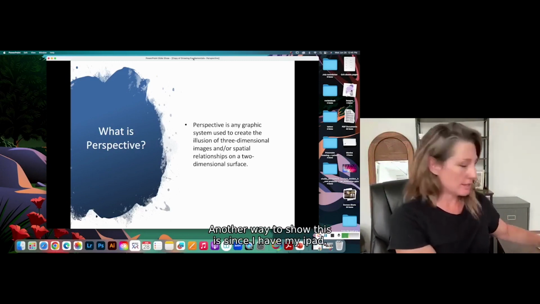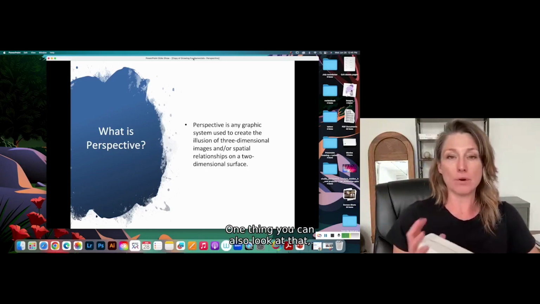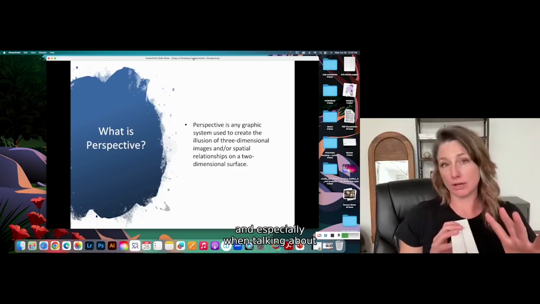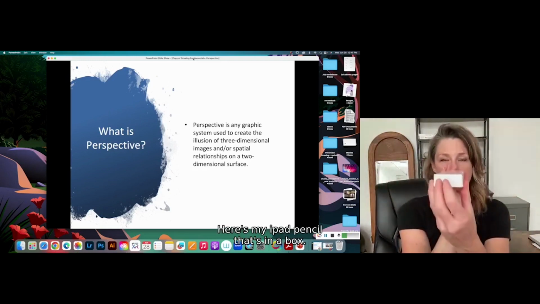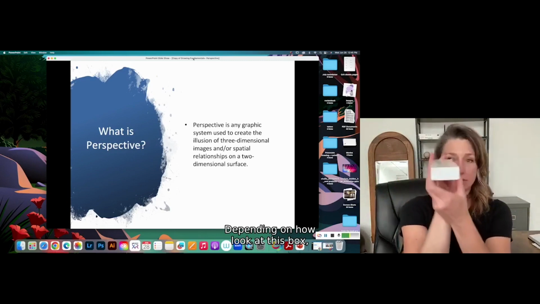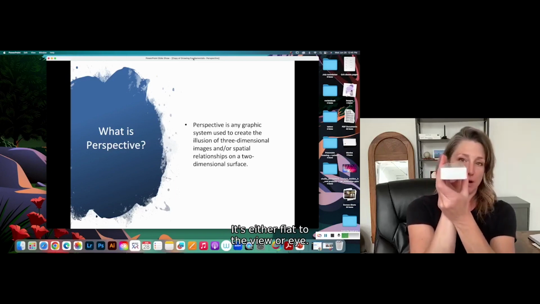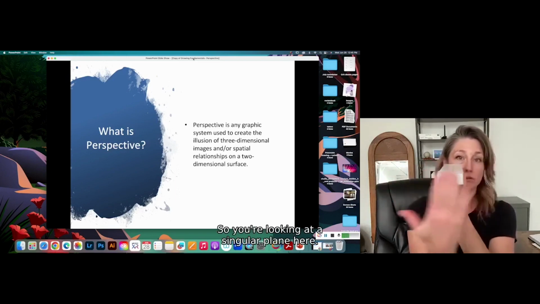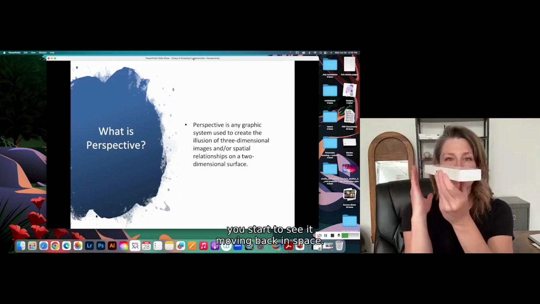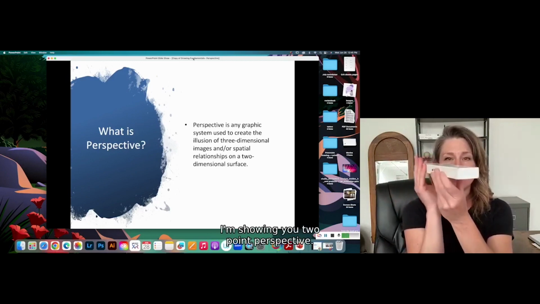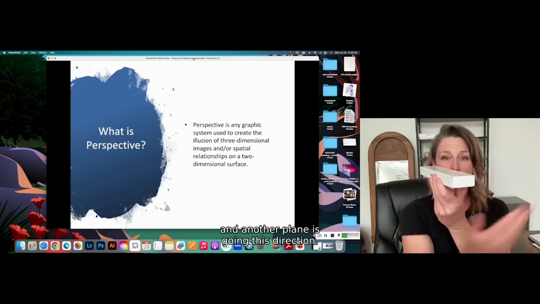Another way to show this is, since I have all of my iPad accoutrements here, one way you can look at that, especially when talking about 1-point perspective, is this idea. So here's my iPad pencil that's in a box. Depending on how I look at this box, I'm going to line it up to the camera. It's either flat to the viewer's eye, so you're looking at a singular plane here, or if I rotate it, you start to see it moving back in space. So when I'm moving it here, I'm showing you 2-point perspective. One plane is going this direction and another plane is going this direction.